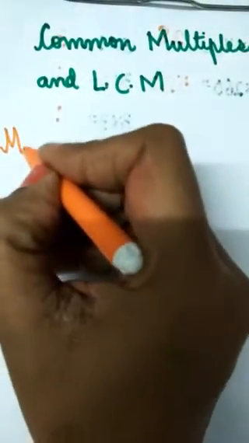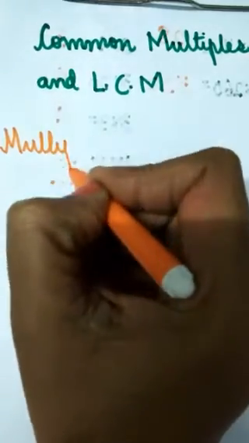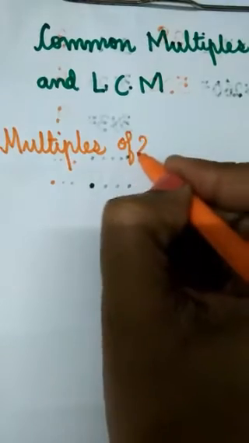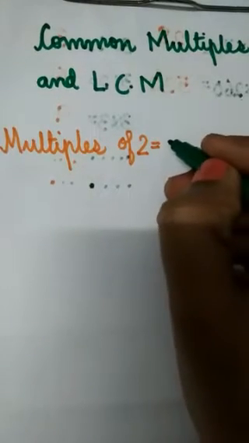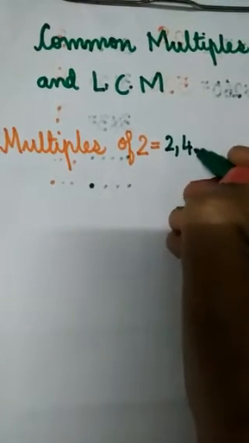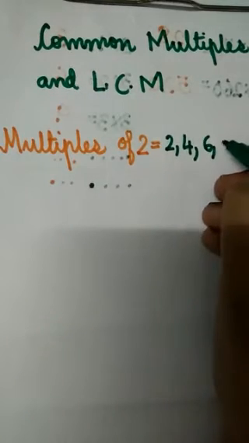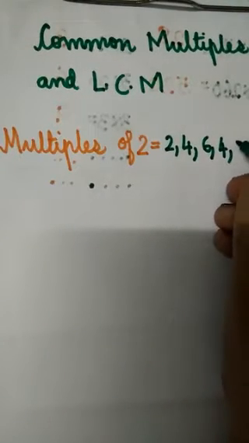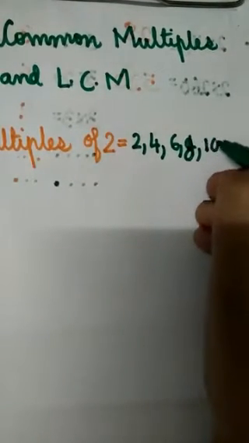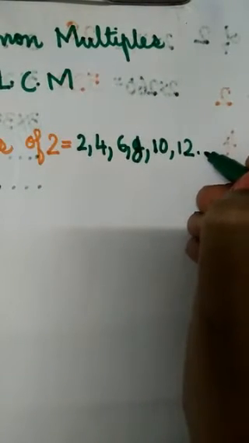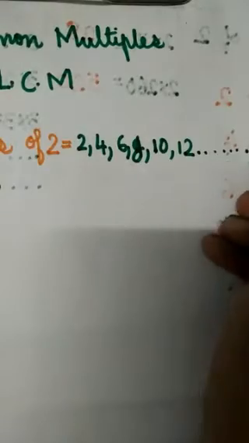I will write multiples of 2. Let us write the multiples of 2. So what do you have to say? You will have to say the table of 2, isn't it? So 2 1s are 2, 2 2s are 4, 2 3s are 6, 2 4s are 8, 2 5s are 10, 2 6s are 12, and how long can I write? It can go on and on. So I am putting a dot.